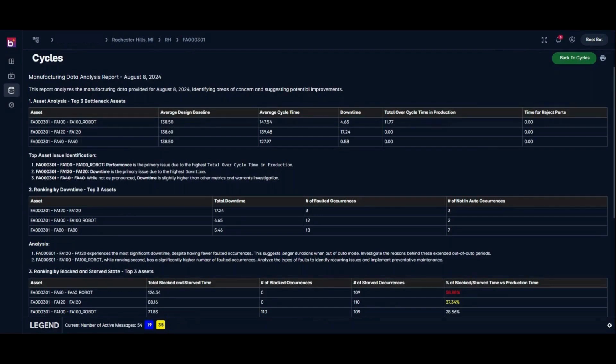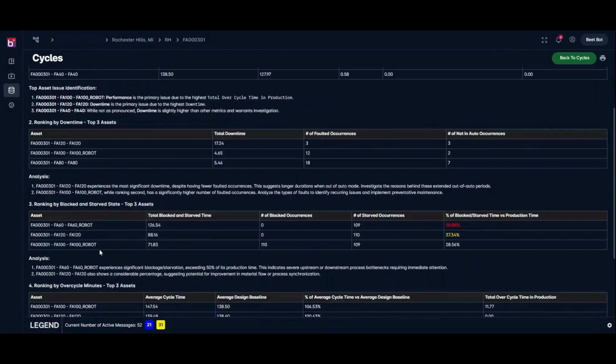I won't read this all in detail, but you can see here we have the top three bottleneck assets, ranked by downtime. So we're seeing, okay, in that chart, these are the key things to OEE, right? Where am I over cycle? Where am I down? Where am I getting blocked and starved? Where is there a line flow issue?